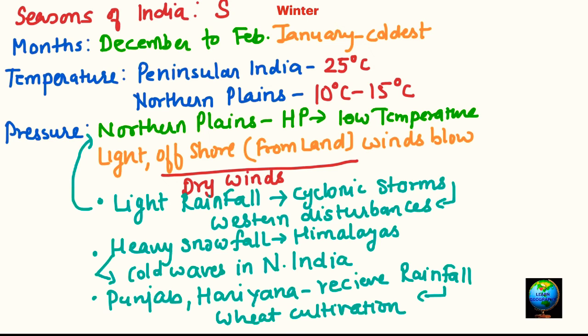In northern plains, light rainfall is experienced. Cyclonic storms are also occurring due to western disturbances. Heavy snowfall is experienced in the Himalayas, and cold waves in northern India, especially in Punjab and Haryana. They receive rainfall in this season, which is very good for wheat cultivation.